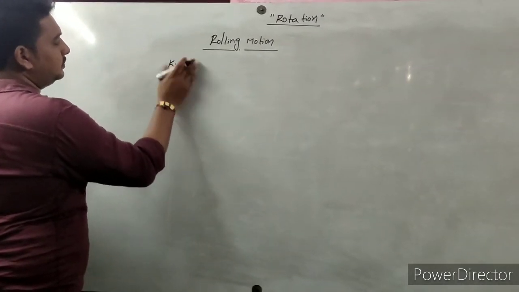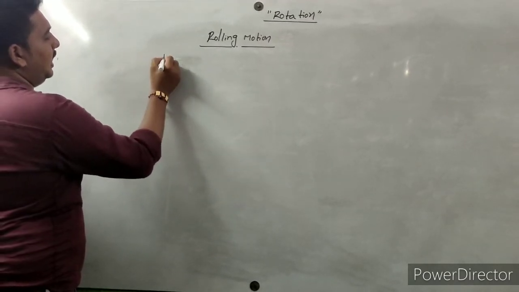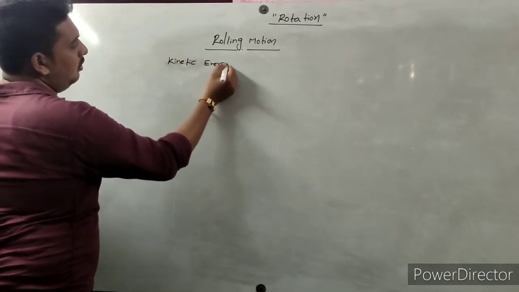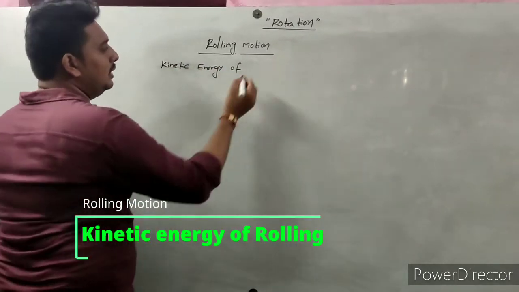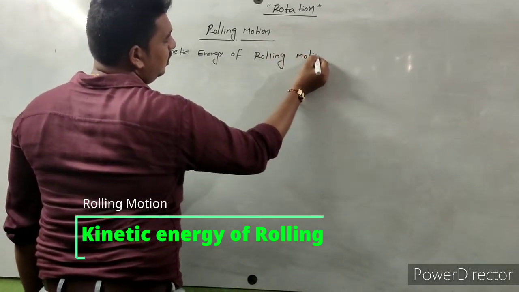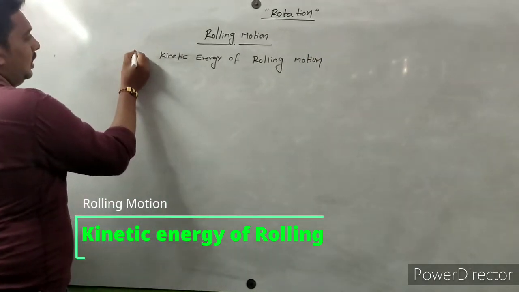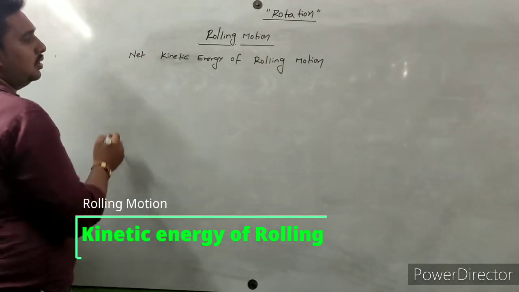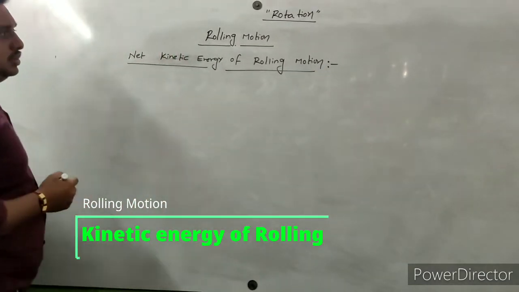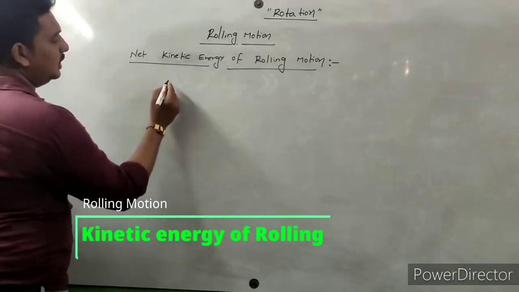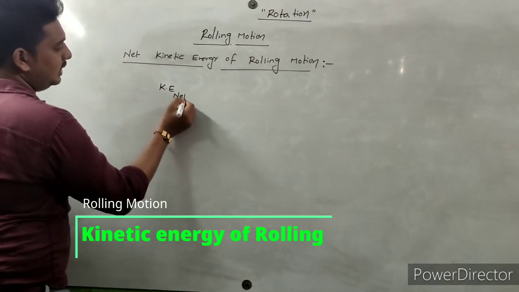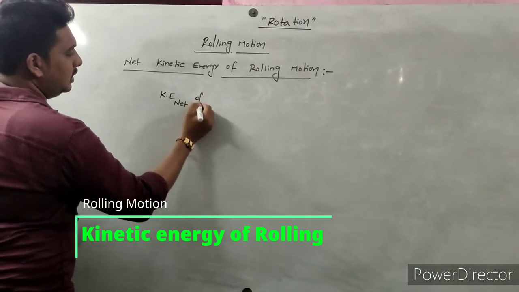Next, kinetic energy of rolling motion. Net kinetic energy of rolling motion. Okay, so how to find this? Kinetic energy of rolling, or net kinetic energy, KE net of rolling motion.